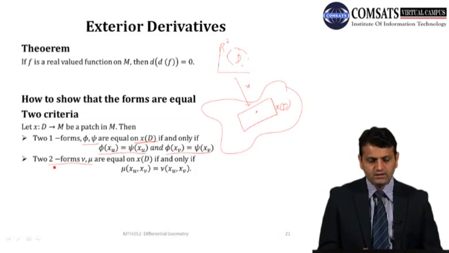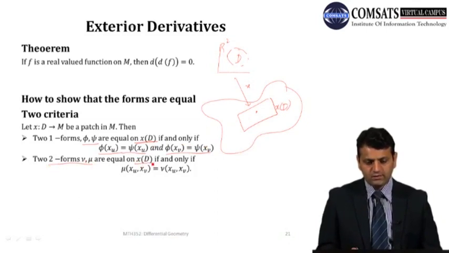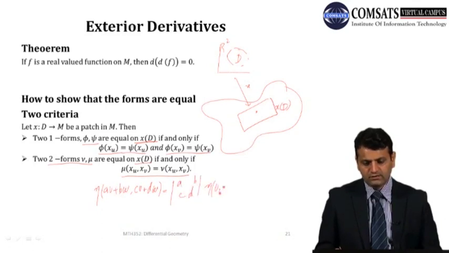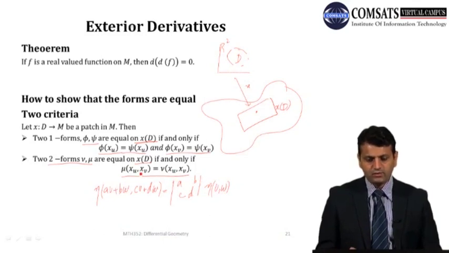Similarly, two forms nu and mu are equal on this patch if and only if they are equal for only these two basis elements. And once again we are applying the same result that we did: AV plus BW, CV plus DW is equal to (AD minus BC) eta of V, W. So same result, we are applying it. If they are equal for this, then they must be equal.